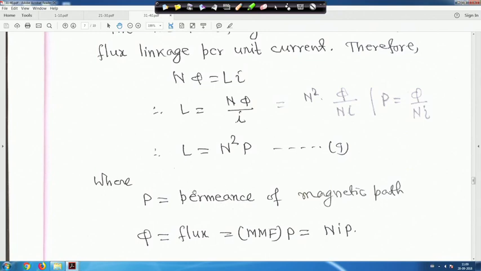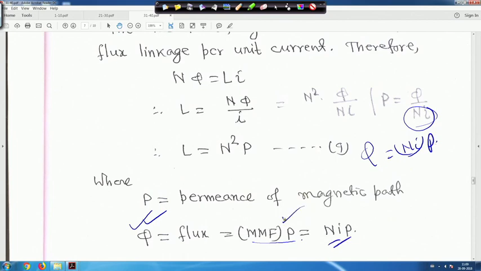And from this equation, the flux phi is equal to MMF into P. Therefore, phi is equal to Ni into P, that is MMF into P.